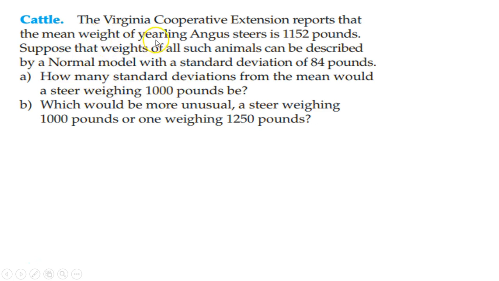It says here the Virginia Cooperative Extension reports that the mean weight of some Angus steers is 1,152 pounds. Suppose that the weights of all such animals can be described by normal models. Right away, I'm going boom, bell-shaped curves, it's symmetric, with a standard deviation of 84. How many standard deviations from the mean would a steer weighing 1,000 pounds be? And which would be more unusual, a steer weighing 1,000 pounds or one weighing 1,250 pounds?